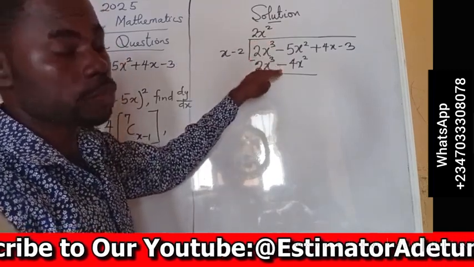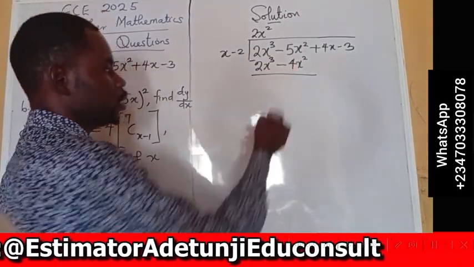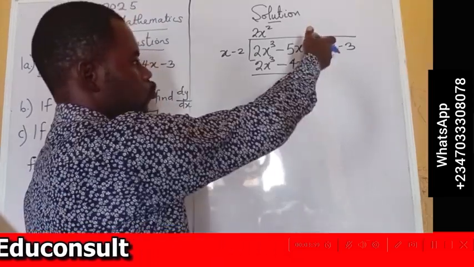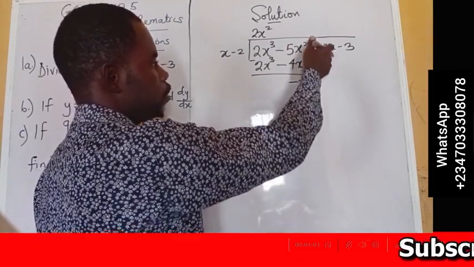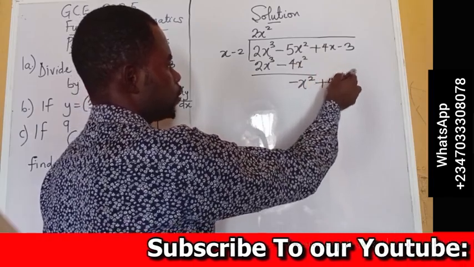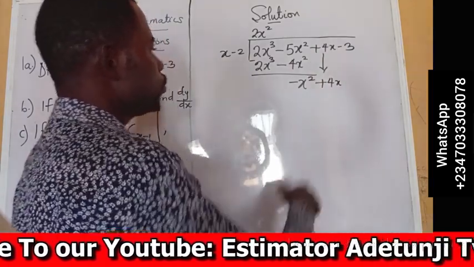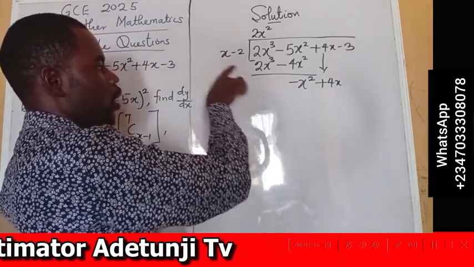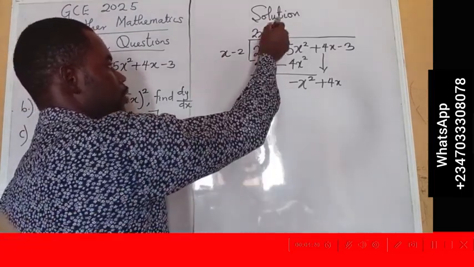And here we have minus 5x squared minus minus 4x squared. Minus times minus explodes, so minus 5x squared plus 4x squared. This will give us negative x squared. Now we should bring down this. When bringing it down, we have plus 4x. So the next will now be, we do the same thing again. Minus x squared divided by x will give us minus x.